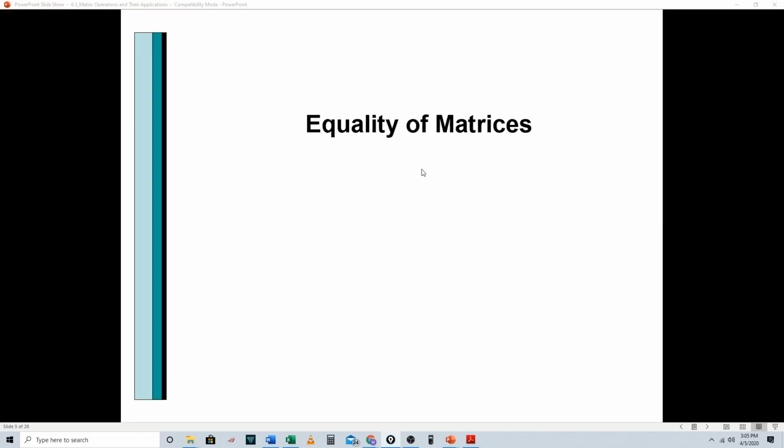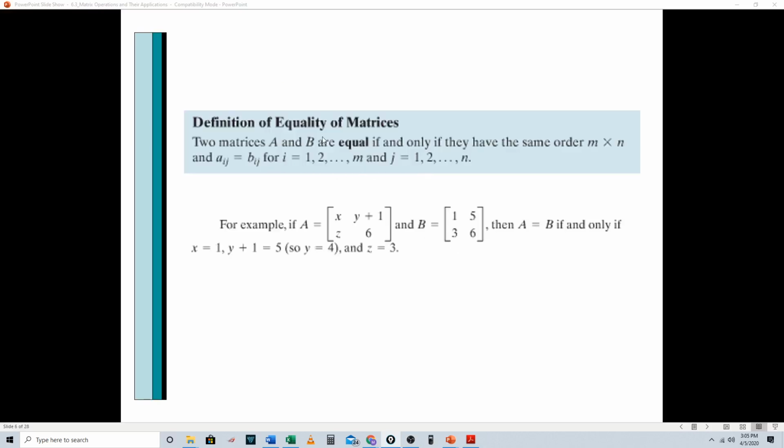Right? Now, equality of matrices. Matrices can only be equal, first, if they're the same order. So if this is a 2 by 2 matrix, this also has to be a 2 by 2 matrix. Also, they can only be equal if every individual element is equal. That means that X here is equal to 1. So X equals 1. Y plus 1 is equal to 5. Z, right here, is equal to 3. And 6 is equal to 6.